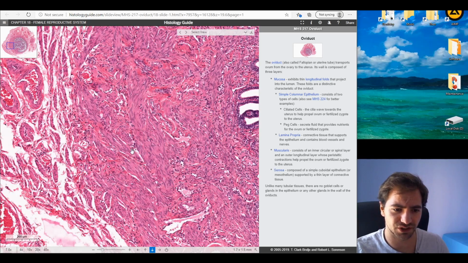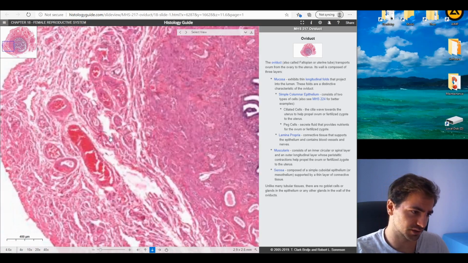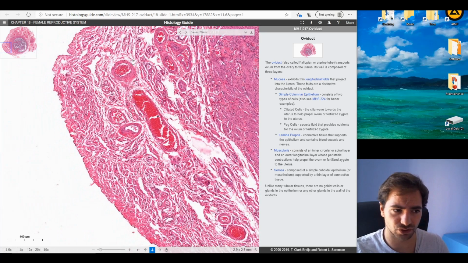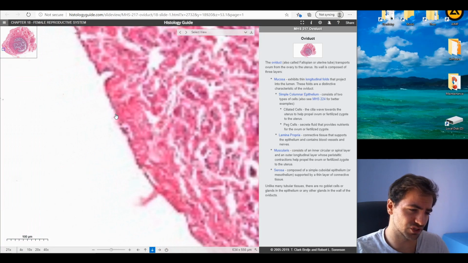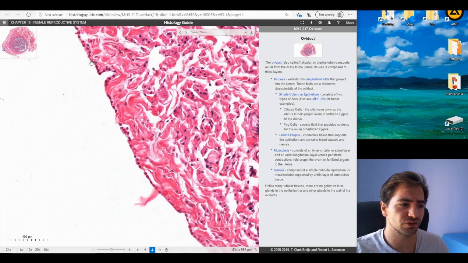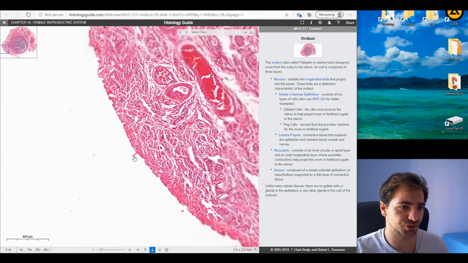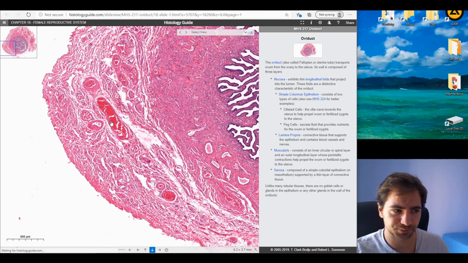And last we're going to find the serosa, of course, which is typically this loose connective tissue along with the vessels. And in the last layer we're going to find the mesothelial cells, covering the whole outer surface of the oviduct.